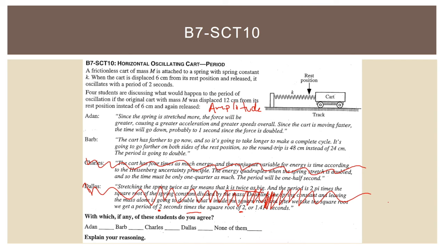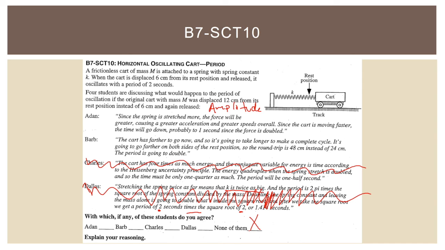And so now we have a choice between Aiden and Barb. And what Aiden says on some level makes sense. And what Barb says on some level makes sense. And the correct answer is a combination of what both of them say. And so you can agree with none of them if you are to get the correct answer here. Aiden talks about how the spring is going to be stretched more, so there's going to be more force. That is a fact. It is going to make the thing accelerate more, and it's going to make it go faster. That is a fact.